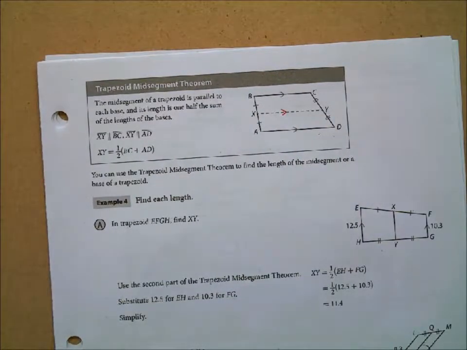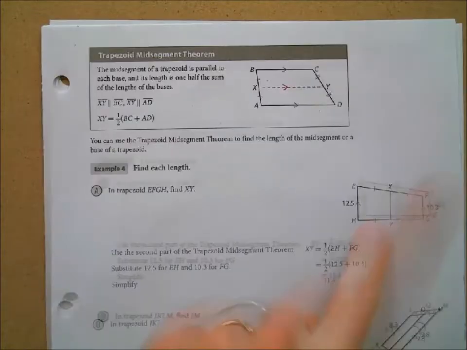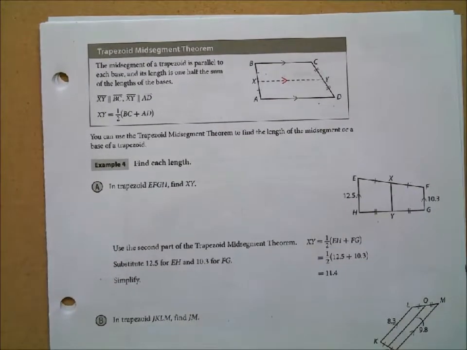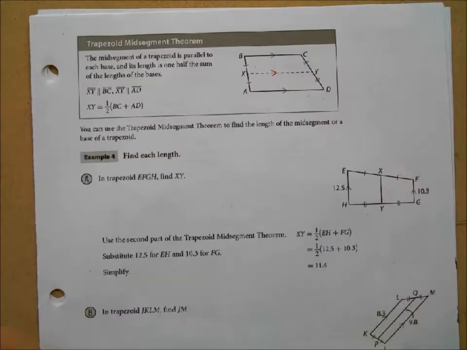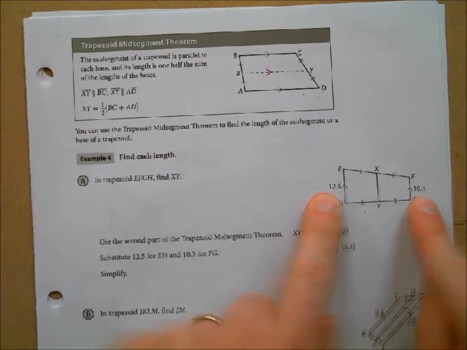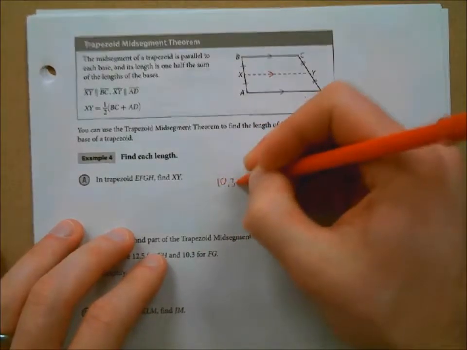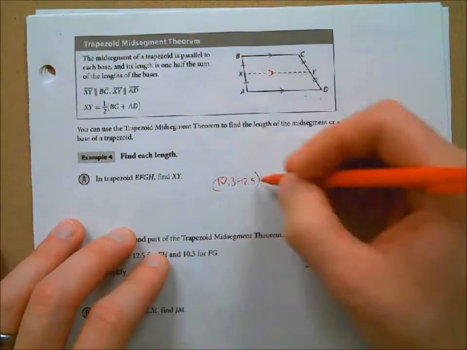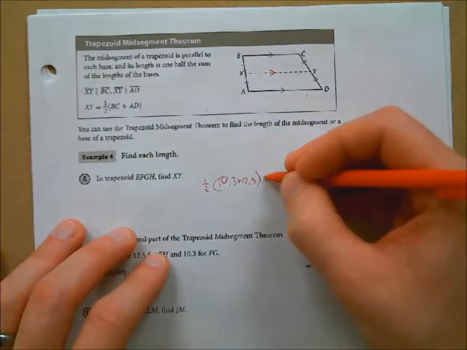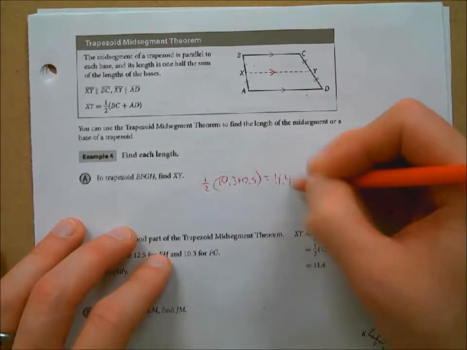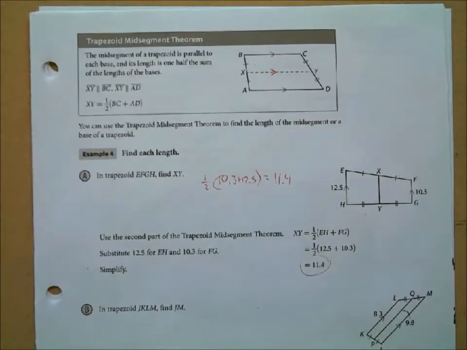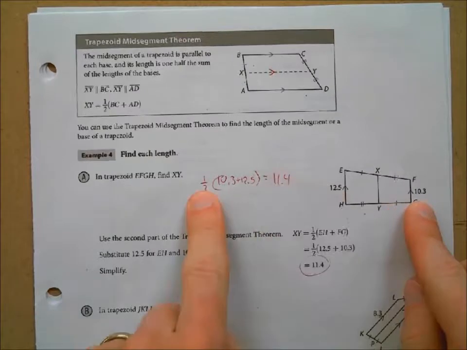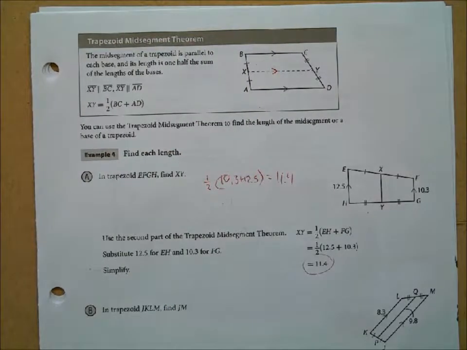So, in trapezoid EFGH, find XY. All right, well, there are two bases, 10.3 and 12.5, so we'll add them up, and then we'll multiply by 1/2. And we end up with what the book says, 11.4 right down there. So you add the two up, divide by 2 or multiply by 1/2, you get 11.4. Easy peasy.